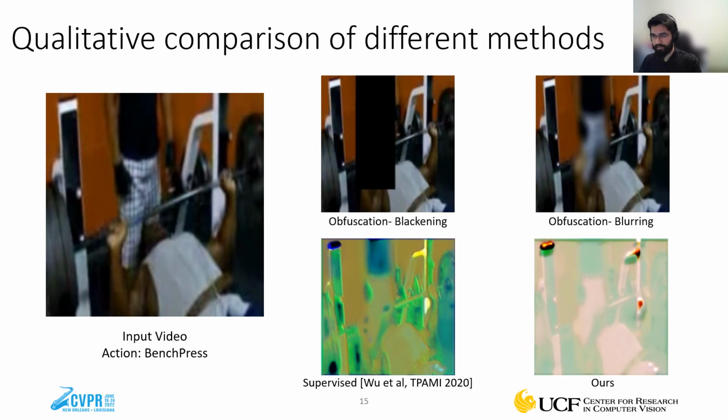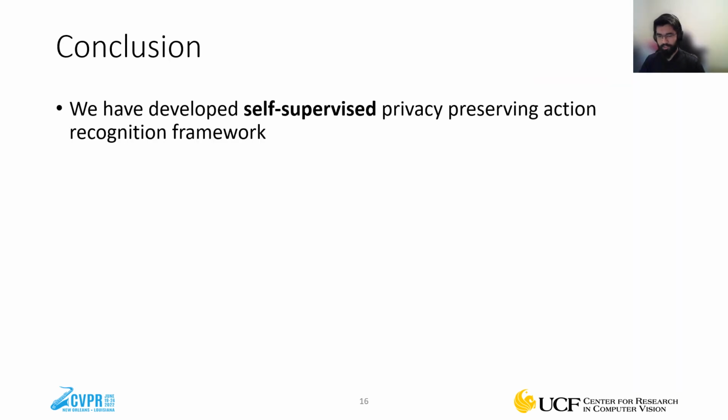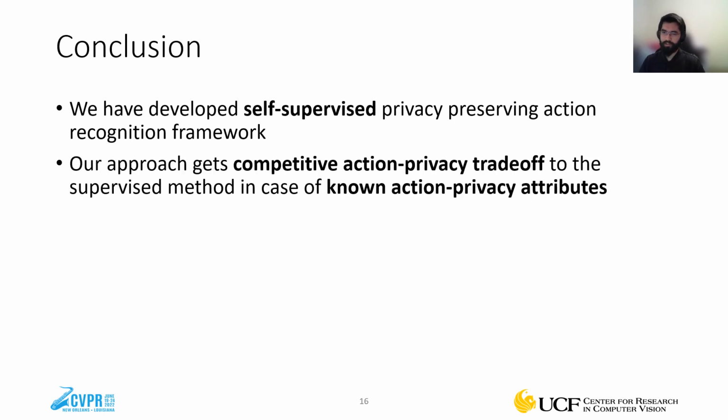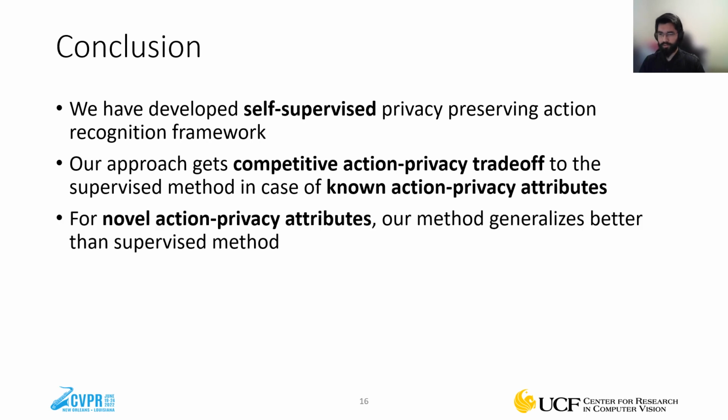To summarize our contribution, we want to highlight that we are the first to propose a privacy preserving action recognition framework which is self-supervised. Our approach gets a competitive action privacy trade-off compared to the supervised method. And for novel action and privacy attributes, our method achieves state-of-the-art.